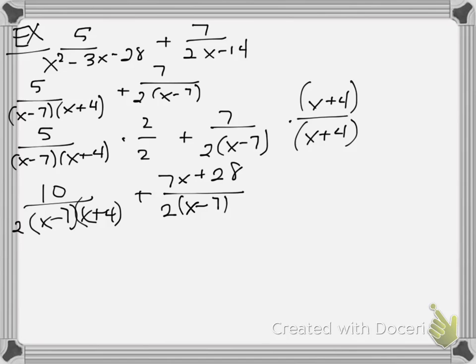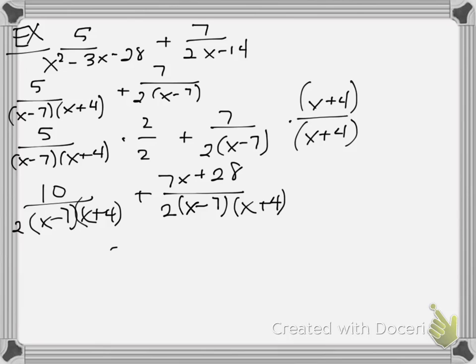x minus 7. Wait, where'd the 28 come into play? 7 times 4. Yeah, distributed. 7 times x is 7x. 7 times 4 is 28. Yeah, 7x plus 38. Okay, so go ahead, Jackson.